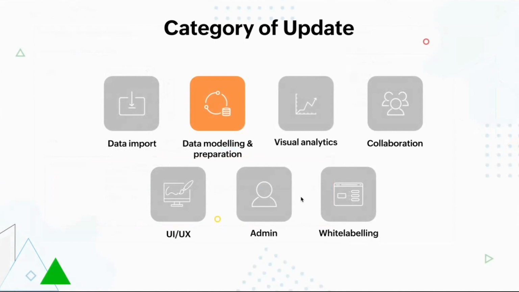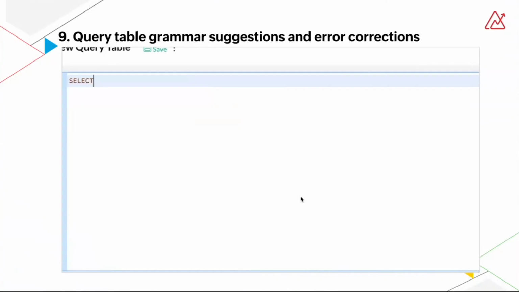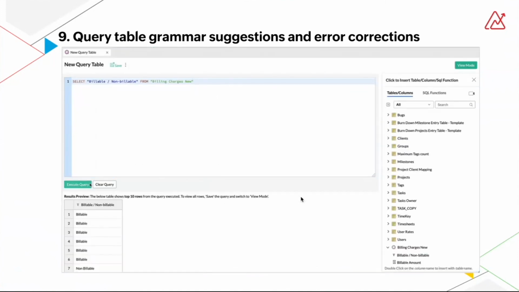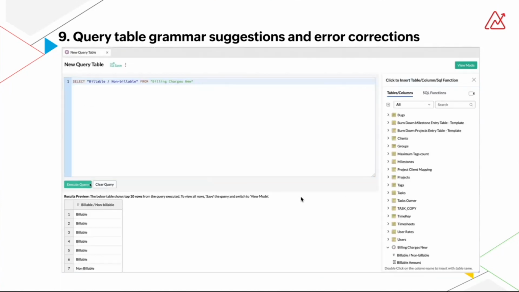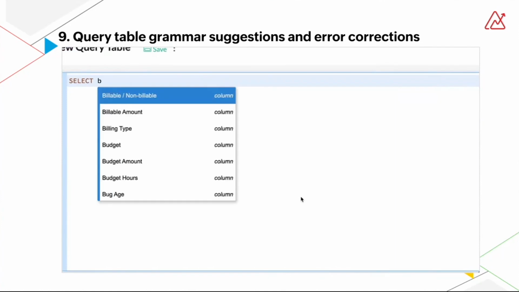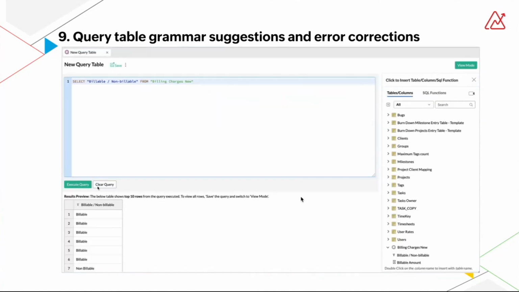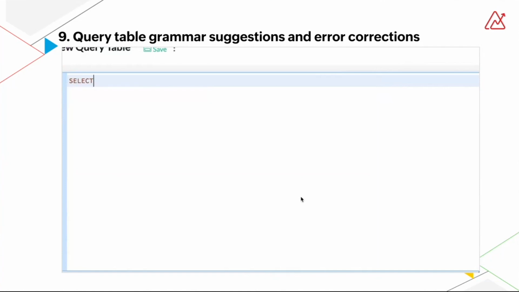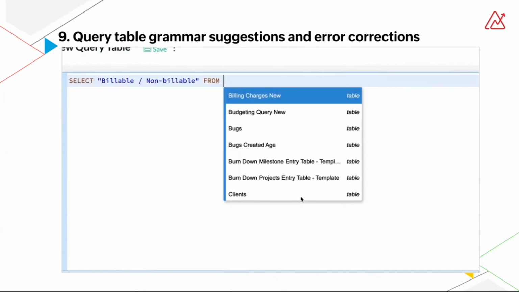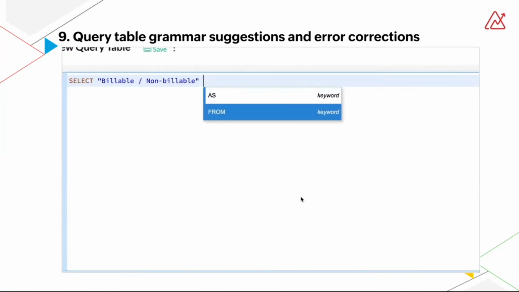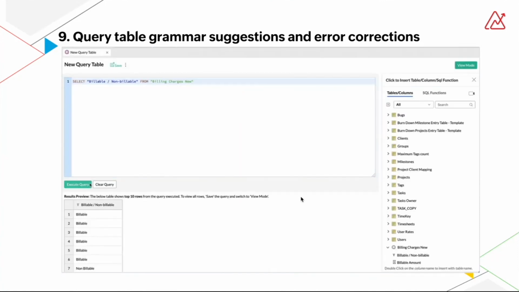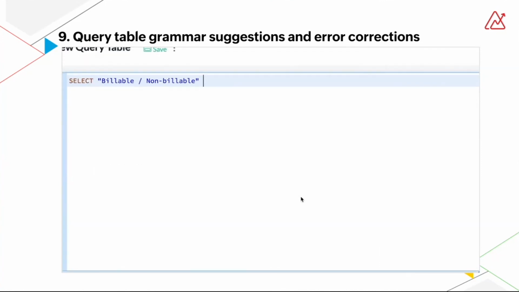All right, folks, with that, we are now moving on to the data modeling and preparation layer. We will first see the updates from the query table editor. We have now made the query table creation even easier by providing SQL query grammar-based suggestions for keywords, table names, and column names, as and when you're typing in the query. As you can see in the example, suggestions are given as and when you're typing the keywords select and from. It is also showing relevant column names and table names.